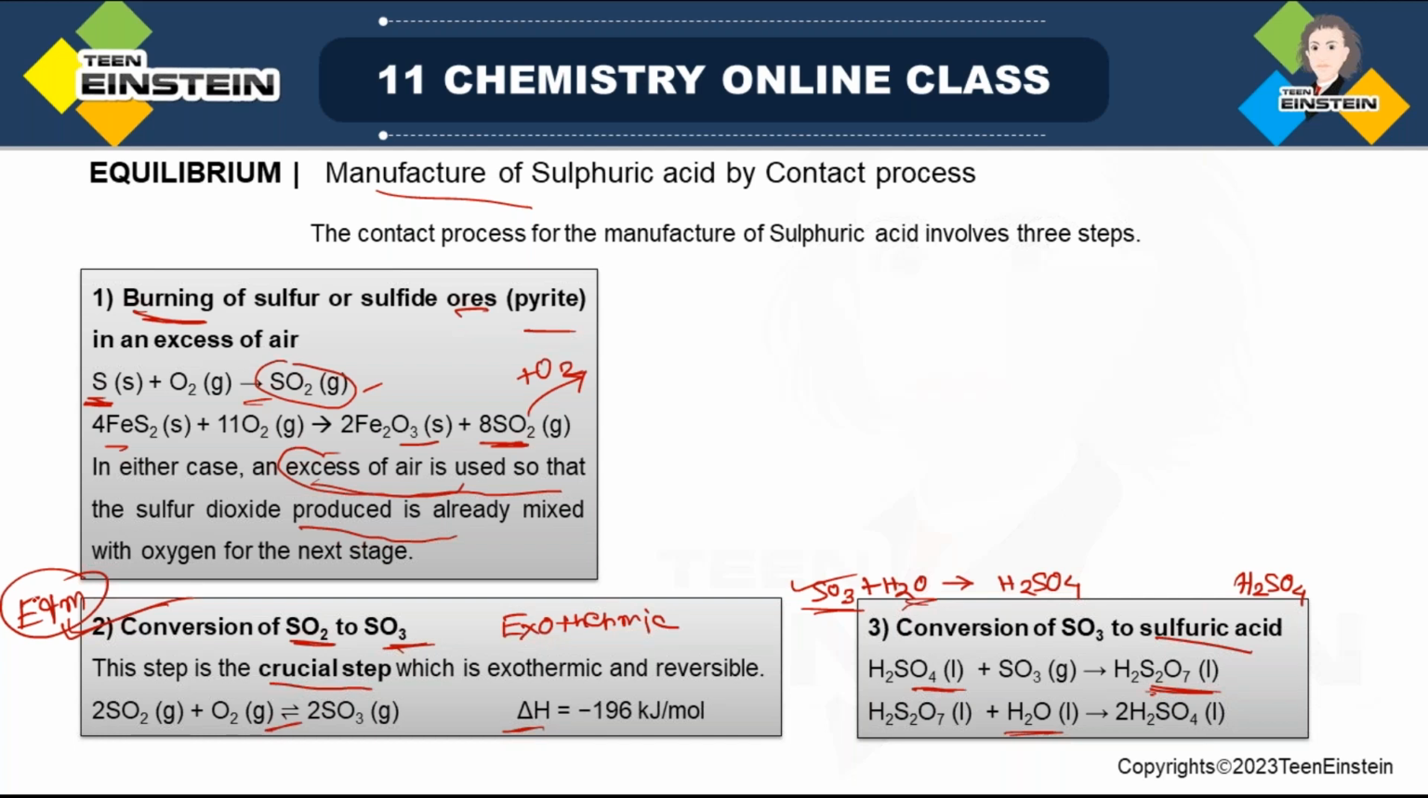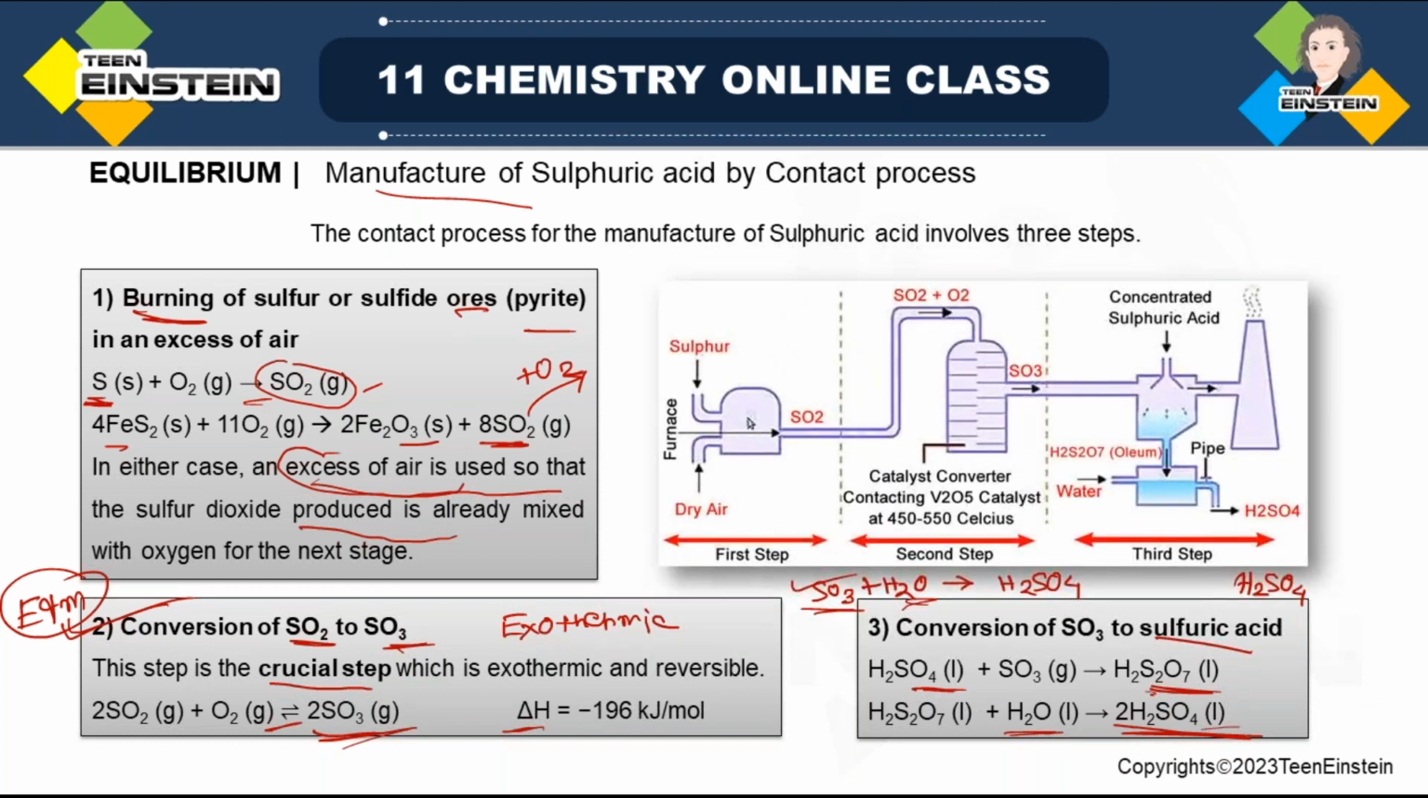Our purpose here is to focus on this second step, which is the crucial step, because that is the equilibrium step where we can apply Le Chatelier's principle. That means we can control pressure, volume, temperature, and by controlling all this, we can maximize the amount of SO3. If SO3 is maximized, then in the third step we will obviously get a high yield of H2SO4. Here is the pictorial representation for these three steps.